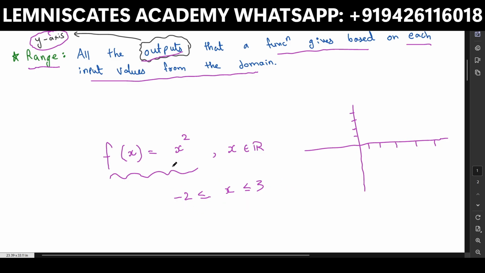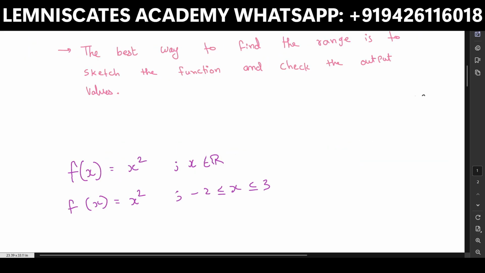But for now, the function that I had given you at the starting of the video, in which the domain was in between -2 and 3, you were saying that I'll plug in the values to find the output, and those outputs will define the range. That is the most illogical way of thinking about the range. So let me explain how exactly you can find the range for any given function, or what is the optimal way to find the range of any given function.